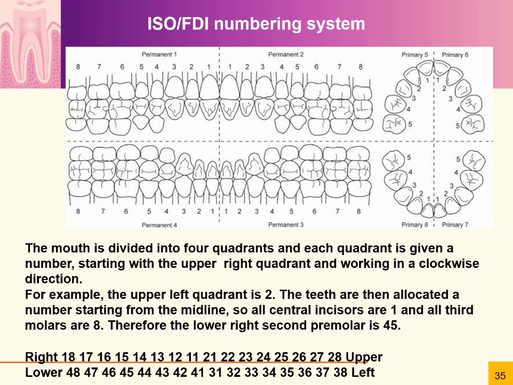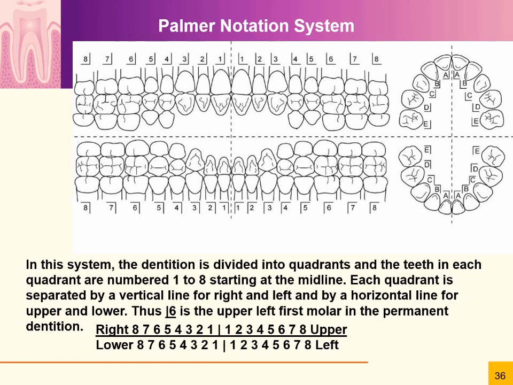ISO, FDI numbering system. The mouth is divided into four quadrants, and each quadrant is given a number, starting with the upper right quadrant and working in a clockwise direction. For example, the upper left quadrant is 2. The teeth are then allocated a number starting from the midline, so all central incisors are 1 and all third molars are 8. Therefore, the lower right second premolar is 45.